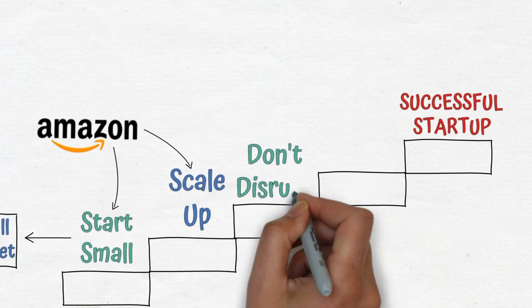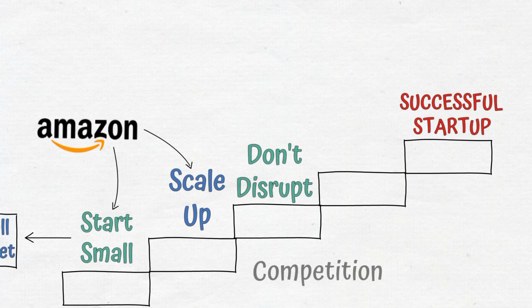Step number 3 is don't disrupt. This means not starting a competition with big companies. By avoiding direct competition and expanding the market, businesses can achieve more sustainable growth.